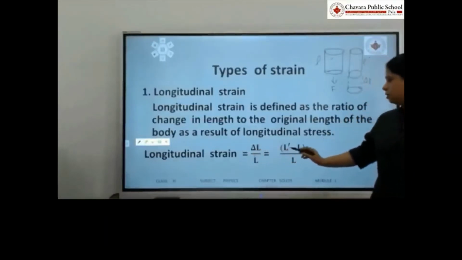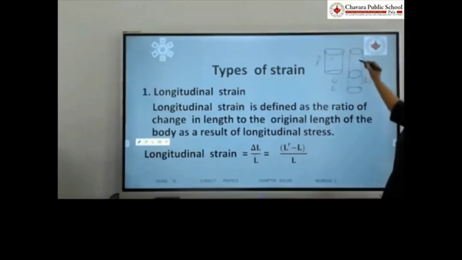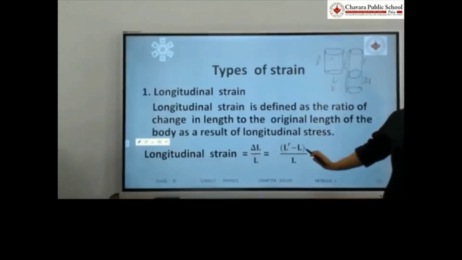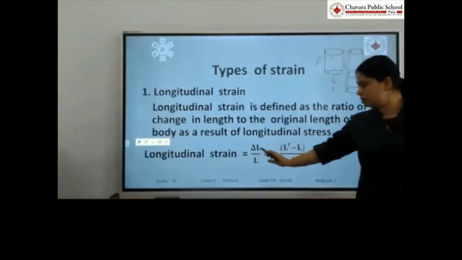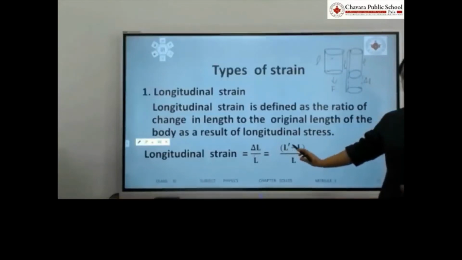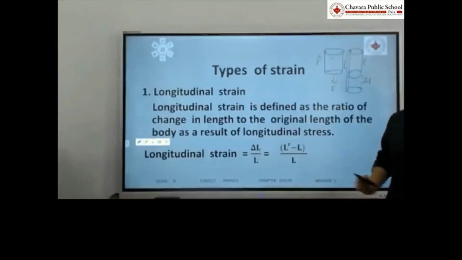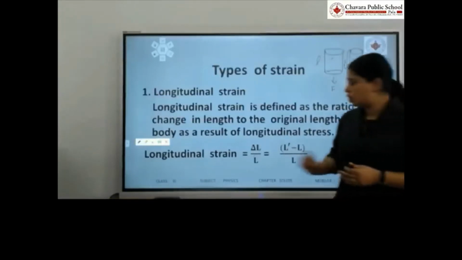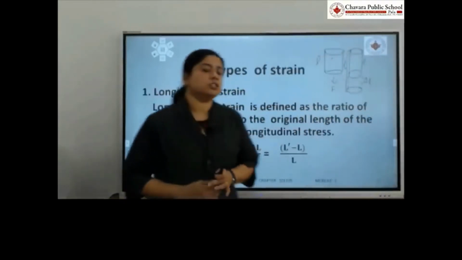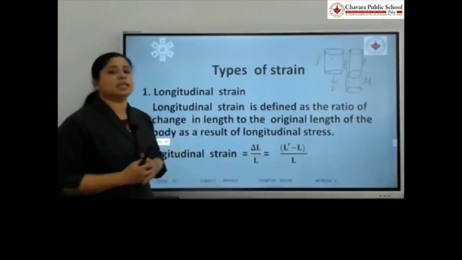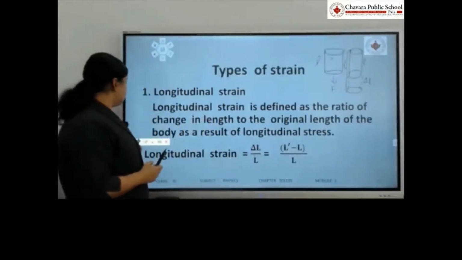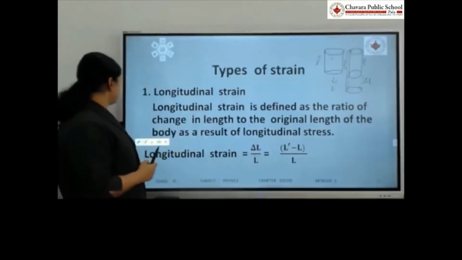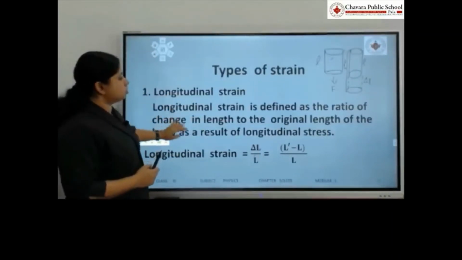So, this is equal to delta L. Delta L is the new length L dash minus the original length L. Delta L by L equals the new length by deformation, new length minus the original length, divided by L. This is longitudinal strain: the ratio of change in length to the original length.